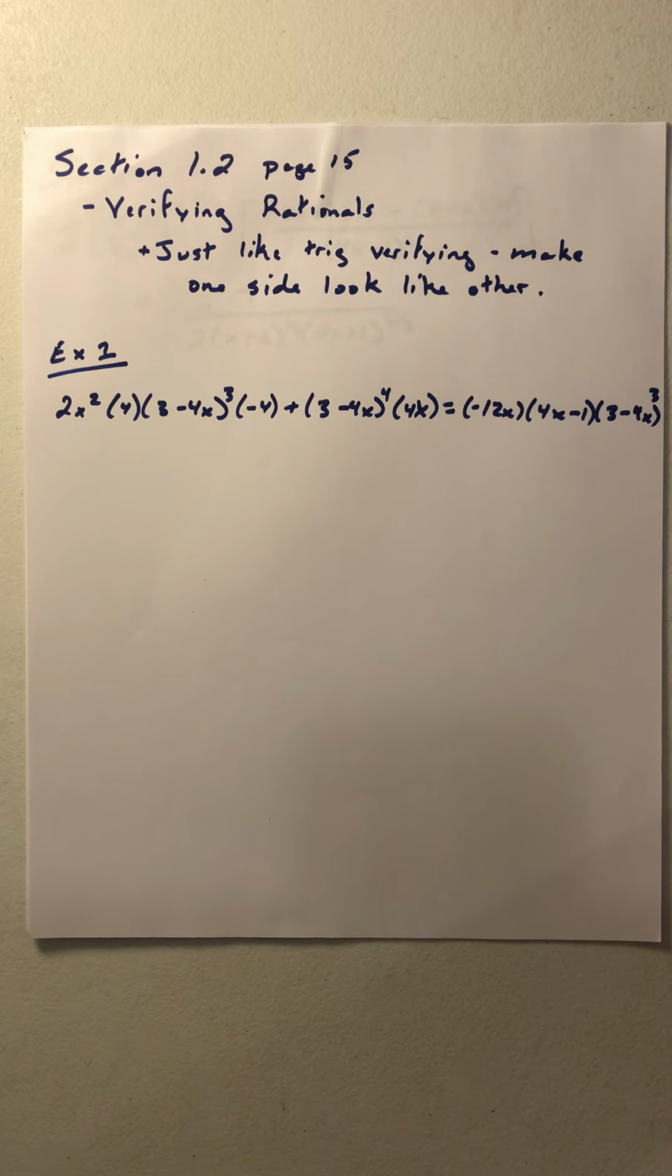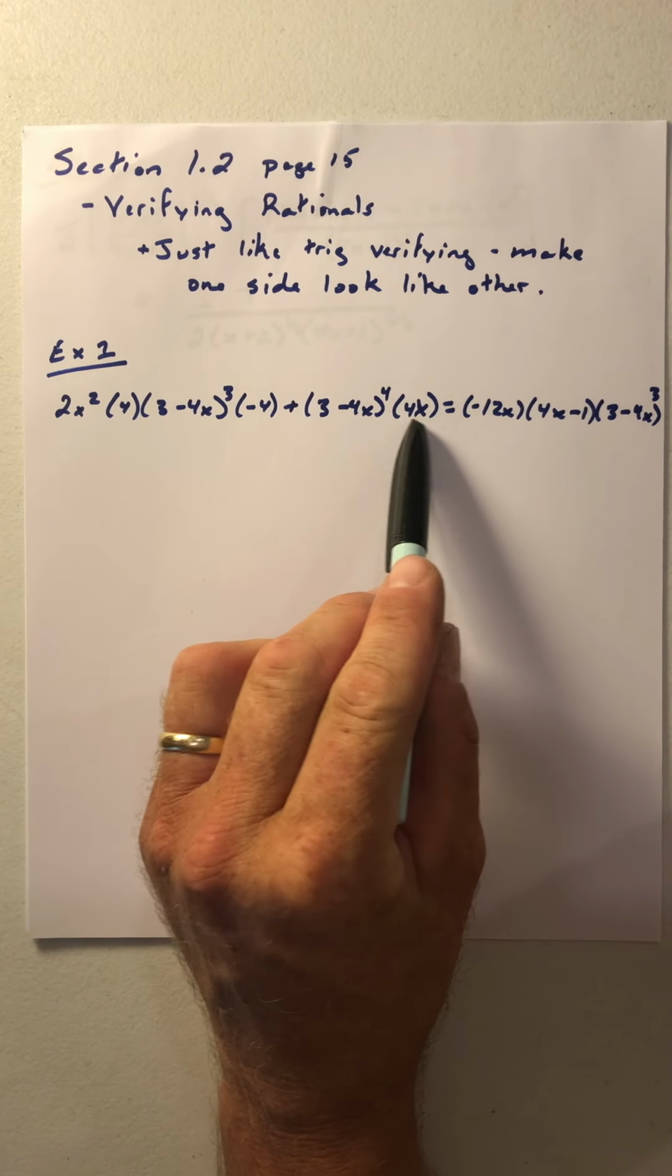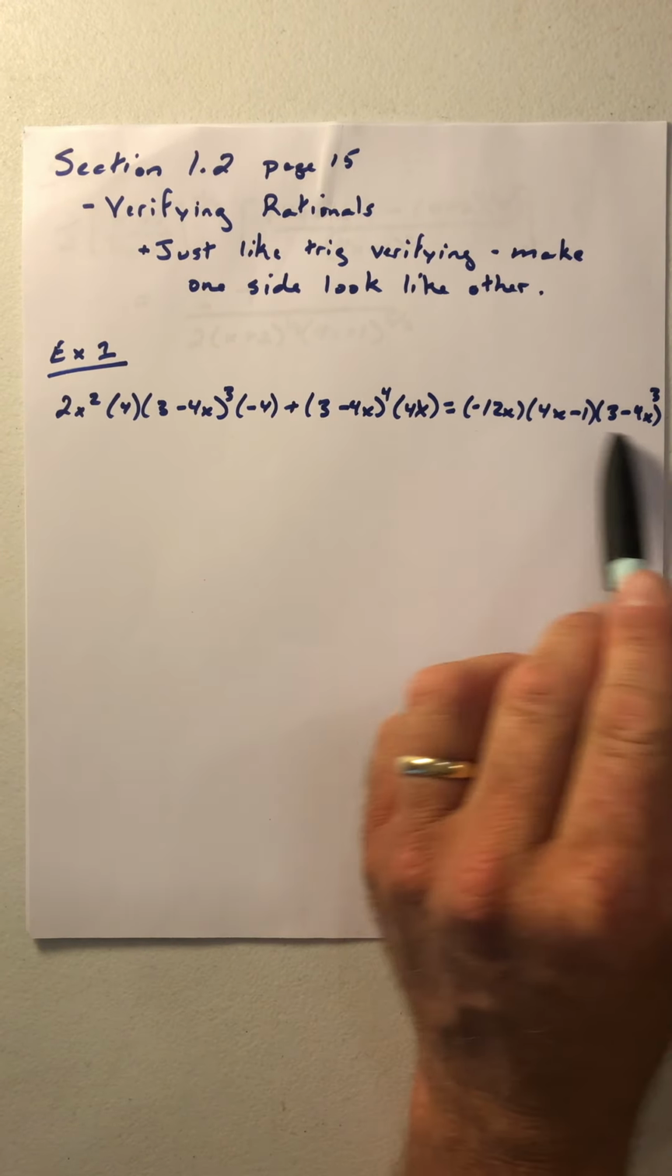Today we're going to spend a little bit of time verifying rational expressions. And verifying a rational expression is very similar to what we did last year when we verified trig identities. When we did trig identities, we worked with one side all the way through to make it look like the other. For verification of a rational, you pretty much use the left side and make it look like the right side.